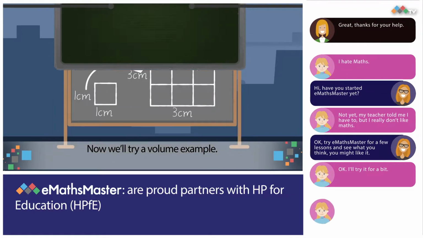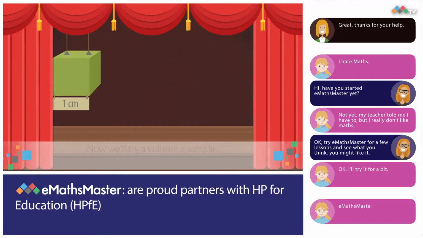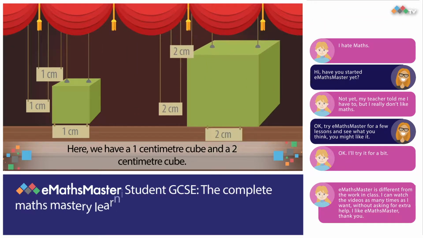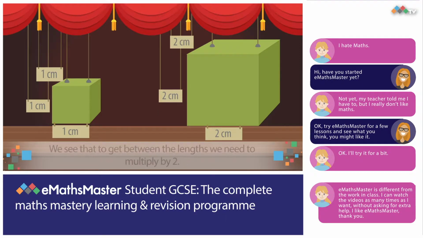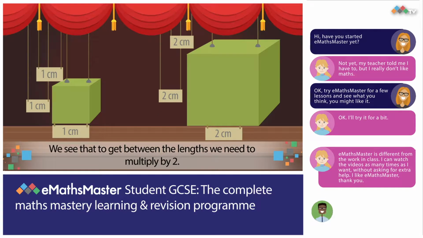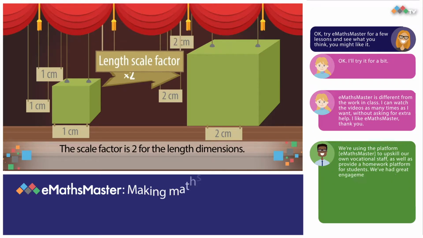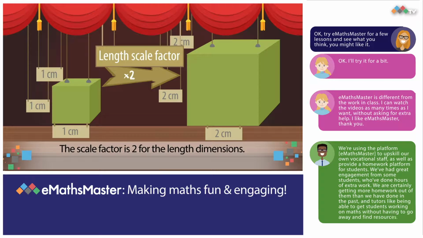Now we'll try a volume example. Here we have a 1 cm cube and a 2 cm cube. We see that to get between the lengths, we need to multiply by 2. The scale factor is 2 for the length dimensions.